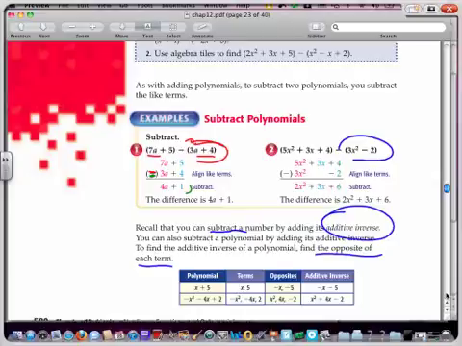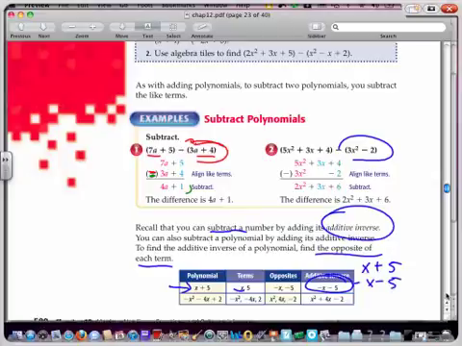So if we've got this polynomial, x plus 5, there's two terms, the x and the 5, and we do the opposites, negative x and negative 5. So here's my additive inverse. I just changed the sign on everything. That's all I have to do. So I have x plus 5, and I make it negative x minus 5.